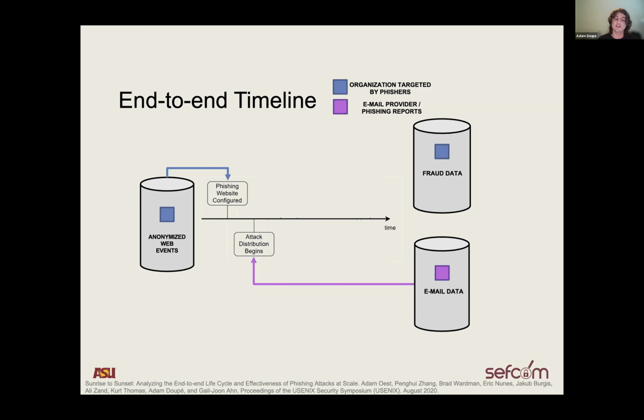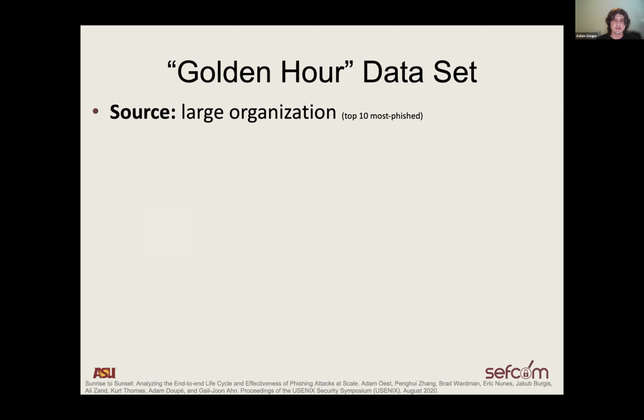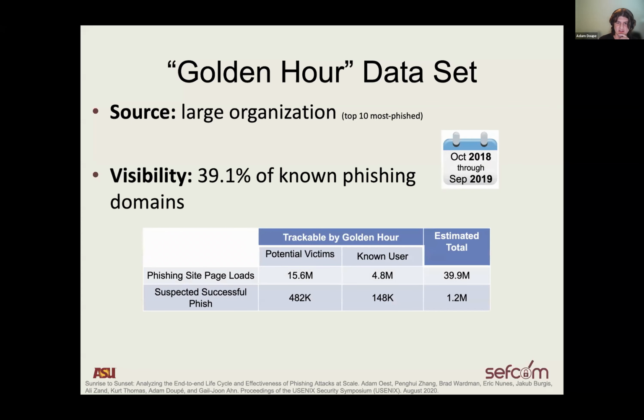Then we can see when the attack distribution first begins based on emails that we get. Finally, the victims will visit the phishing website. Then there's the time from when they visit to when it's being monetized, which we can tell based on the fraud data that we have in collaboration with the organization. And finally, by looking at the block listing, we can see when it's mitigated and when the site is finally taken offline and no longer used. So this is what we call our golden hour data set. Just like photography, there's that golden hour where people are more likely to be phished.